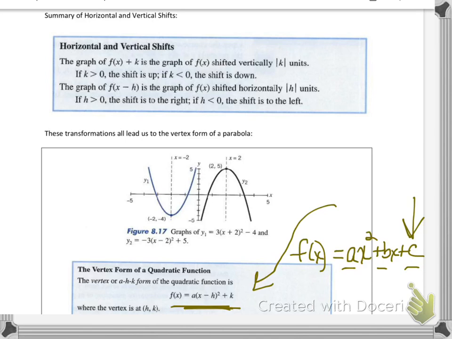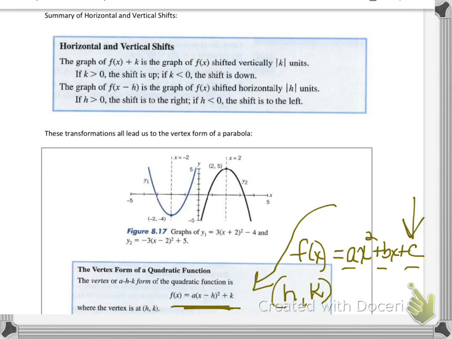This is the standard form, so if you just directly read h comma k, that is your vertex, and that's an important thing to notice. The vertex form is also called the a-h-k form, so be able to spot that both ways. Okay, let's move on to our next page.